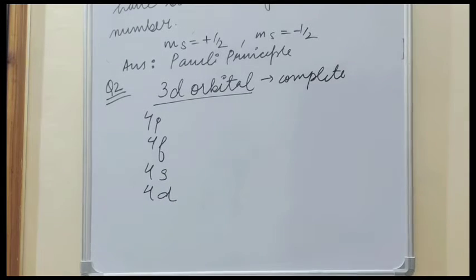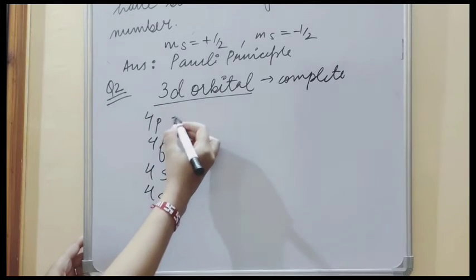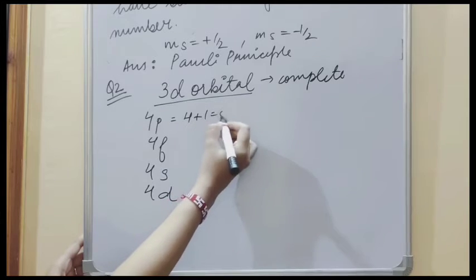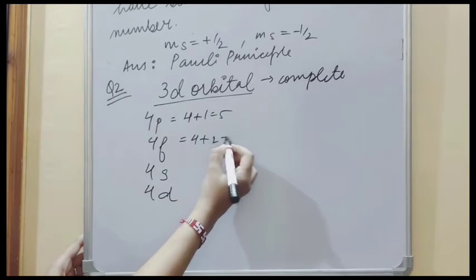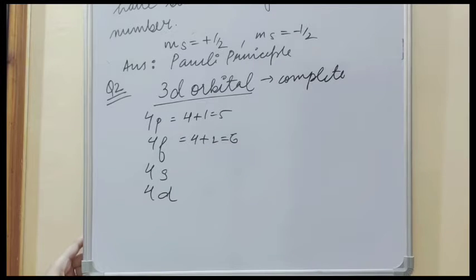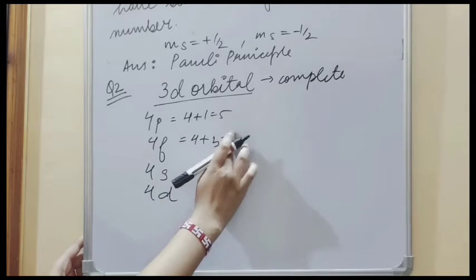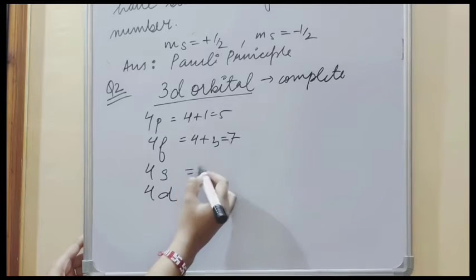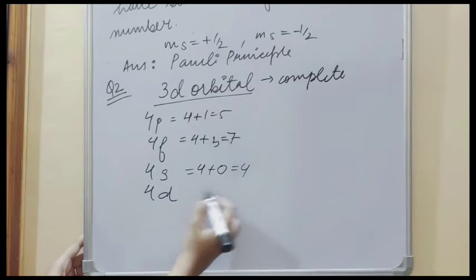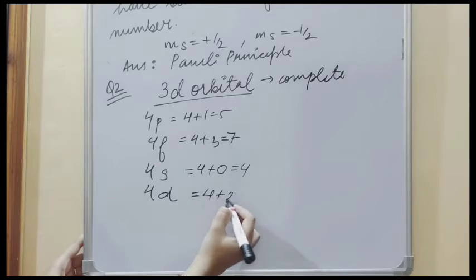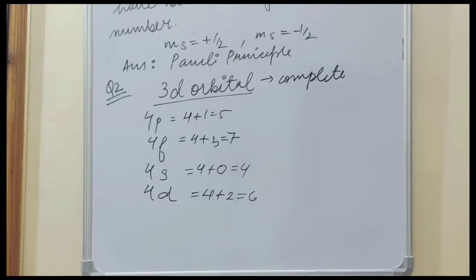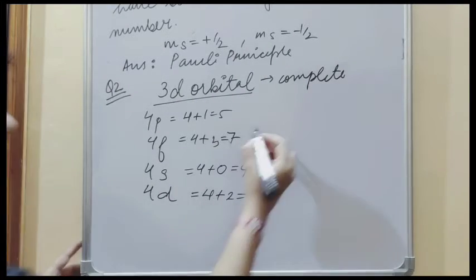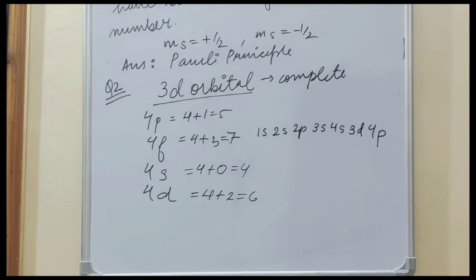So first of all we have to check the n plus l value for this. For 4p it is 4 plus 1, 5. For 4d, 4 plus 2 means 6. For 4f, 4 plus 3, so this will be 7. For 4s, 4 plus 0, 4. So this will be the sequence for the entering of an electron in any atom.